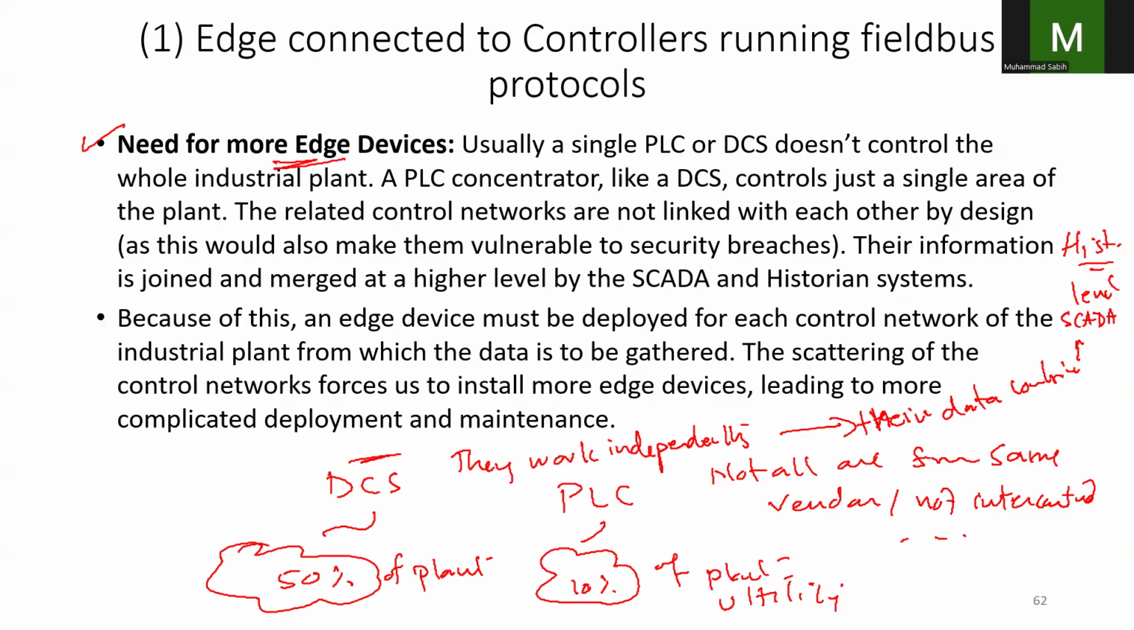This scattering of control networks increases the number of edge deployments. The more nodes means more devices to configure, more software to manage, and more maintenance headaches. So while fieldbus-based architectures may seem simple at first, in reality they introduce complexity when scaling across a large distributed network. So this is an important point.